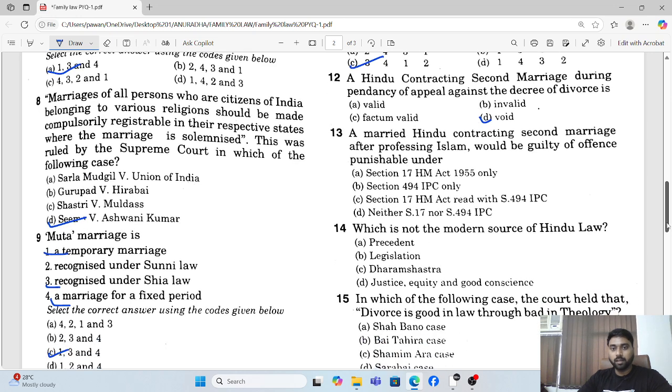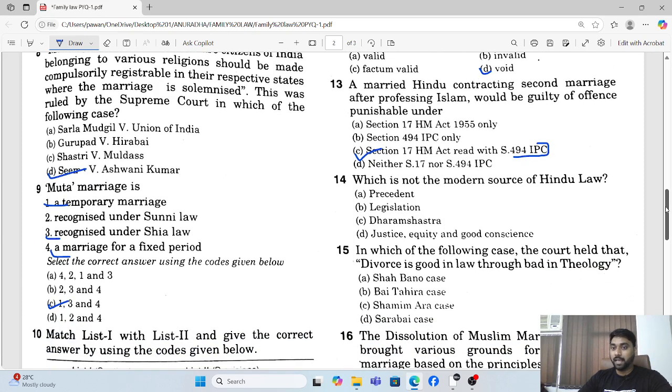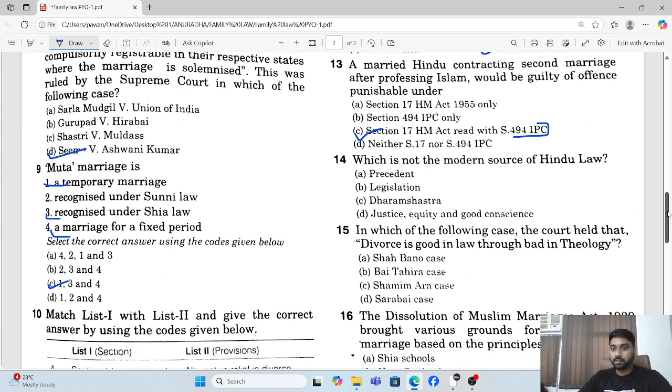A married Hindu contracting a second marriage during that period would be guilty under Section 17 of the Hindu Marriage Act, and Section 494 of the IPC. It's the offense of bigamy, and that person would be guilty of bigamy. You can refer to the Sarla Mudgal case in this matter. Which is not a modern source of Hindu law? Precedent and legislation are modern sources; Dharmashastra is not a modern source.